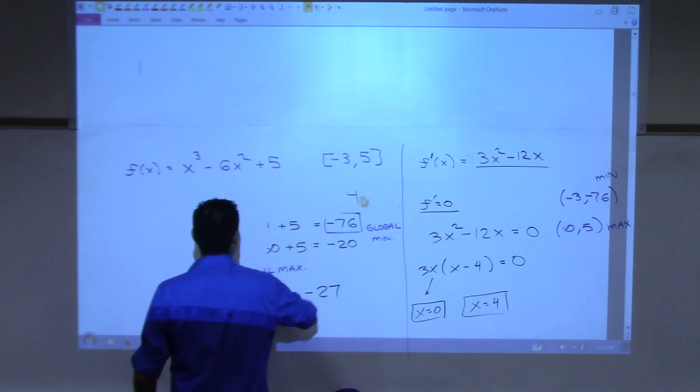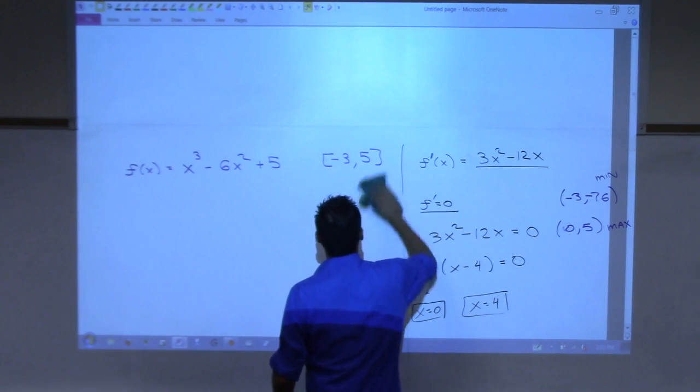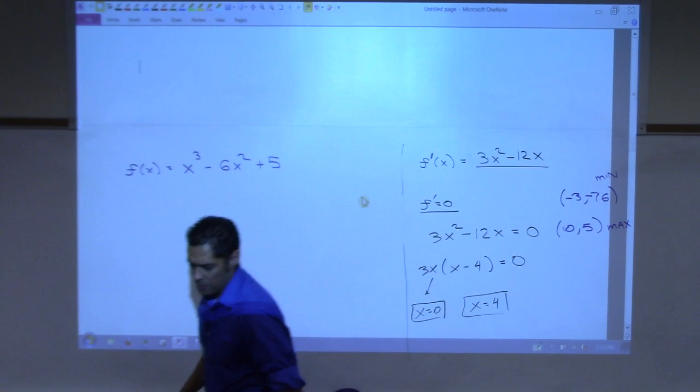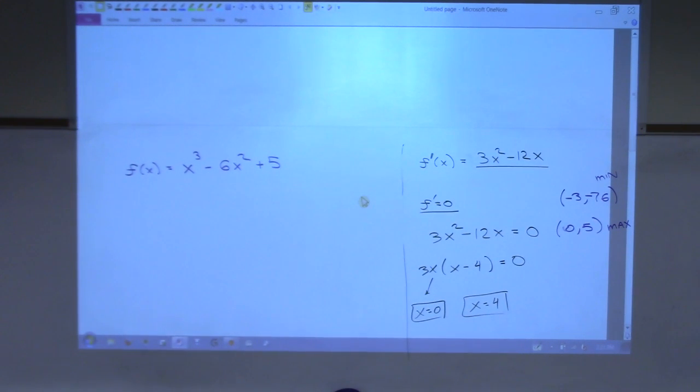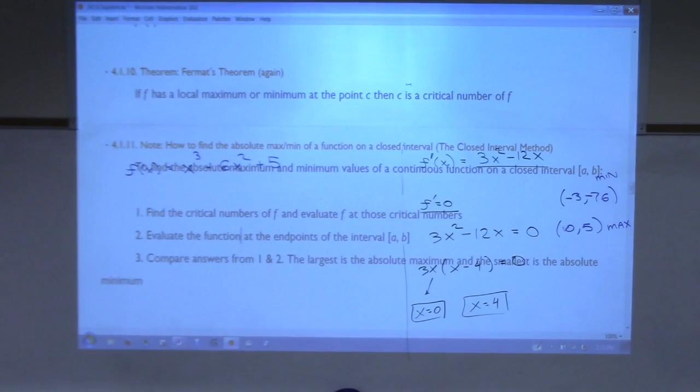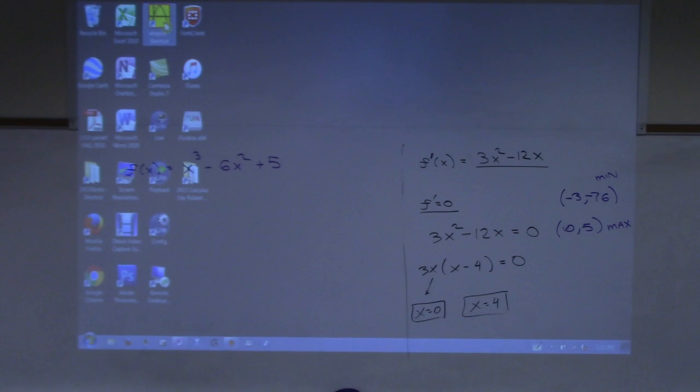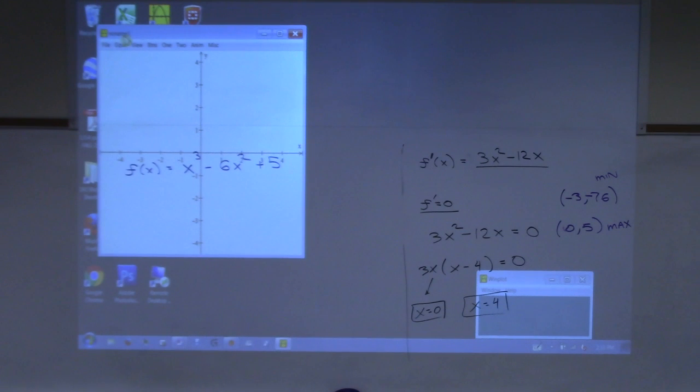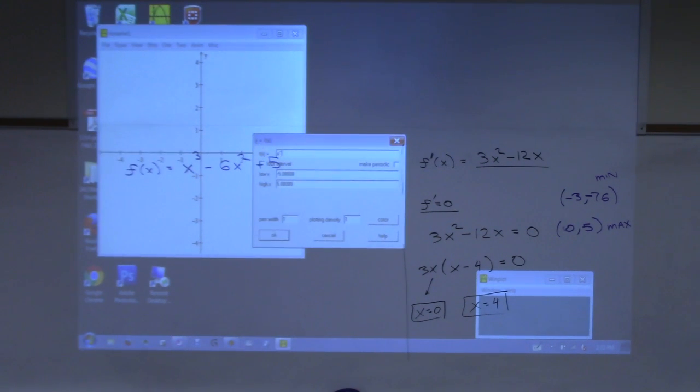Now, we obviously don't have enough time to do another one, but this is perfect because I'm going to be able to graph this for you. So I'm going to graph this function, x cubed minus 6x squared plus 5. But I'm only graphing it between, what was it, -3 to 5? -3 to 5.